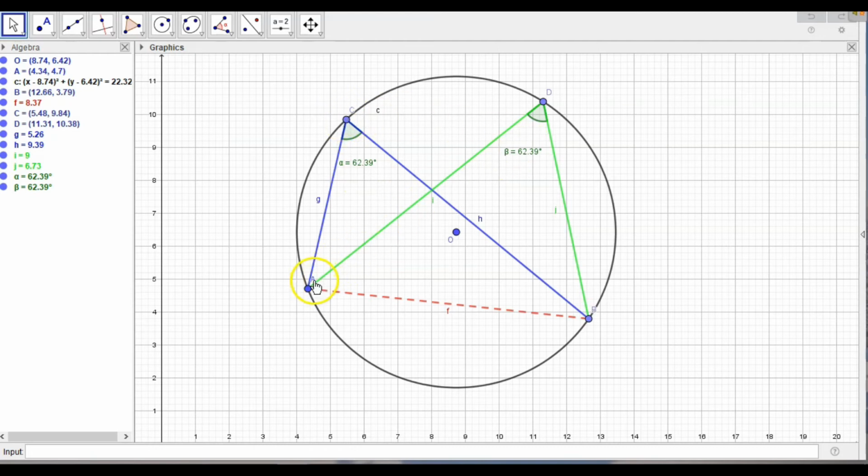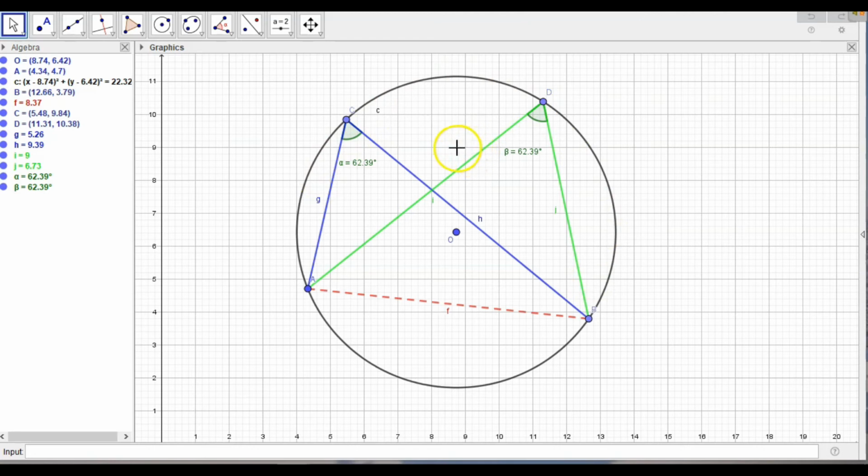Then when we verify angle ADB, that is also giving us angle beta. Now, looking at beta equal to 62.39 degrees, it means that is the same as the alpha value here. So the angle D at the circumference of the circle is the same as the angle C, on condition that they are subtending on the same chord and they meet at the circumference of the circle. Please take note of that. They meet at the circumference of the circle.